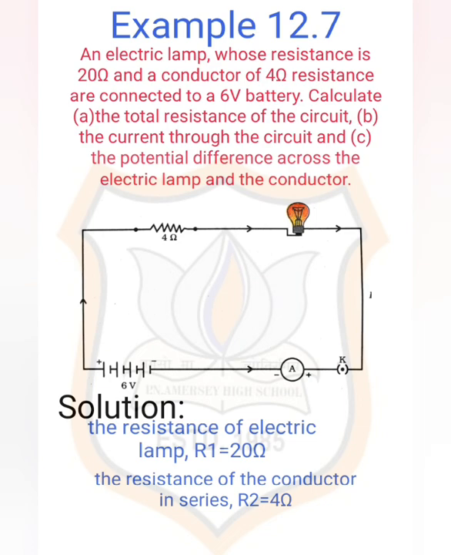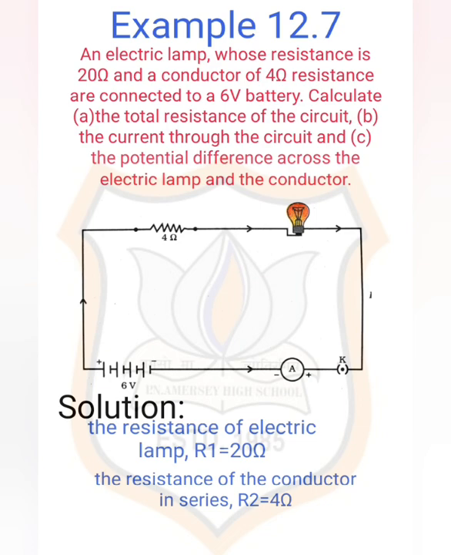So, example number 12.7. An electric lamp whose resistance is 20 ohm and a conductor of 4 ohm resistance are connected to a 6 volt battery. Calculate the very first point, the total resistance of the circuit. Second, the current through the circuit. And the third, potential difference across the electric lamp and conductor. So here a diagram is given for us, and let us start the solution.